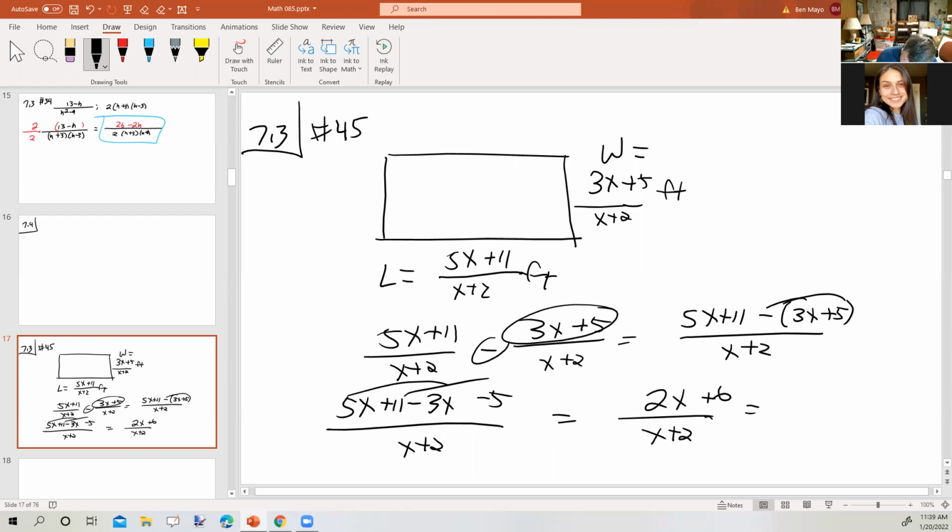Now, we could factor a 2 out of the numerator, but it doesn't get us anywhere. So we'll go back to this and make this units of feet. So (2x plus 6) divided by (x plus 2) feet.